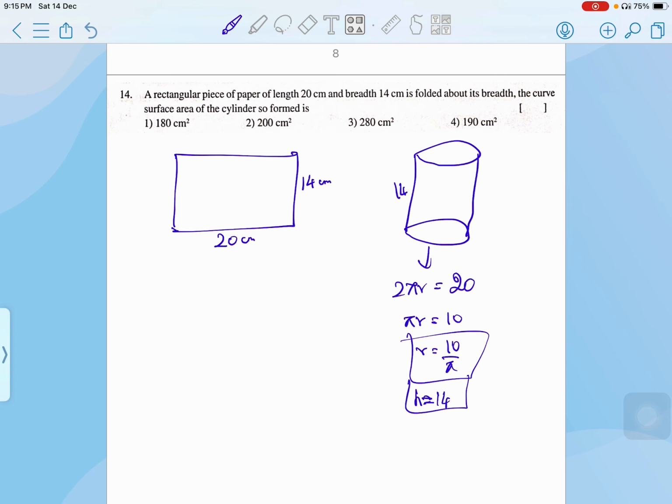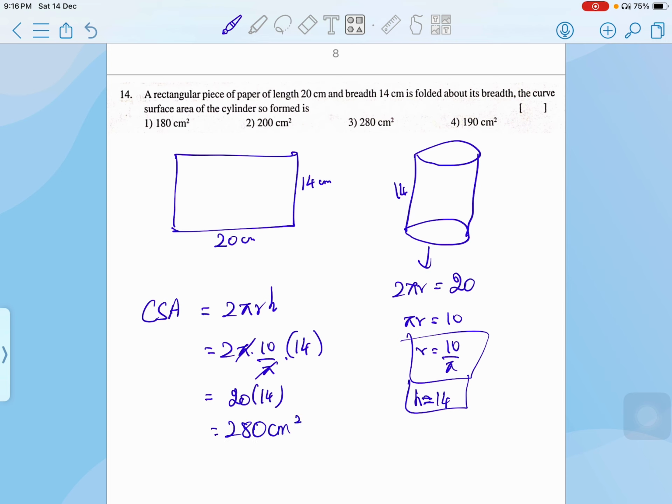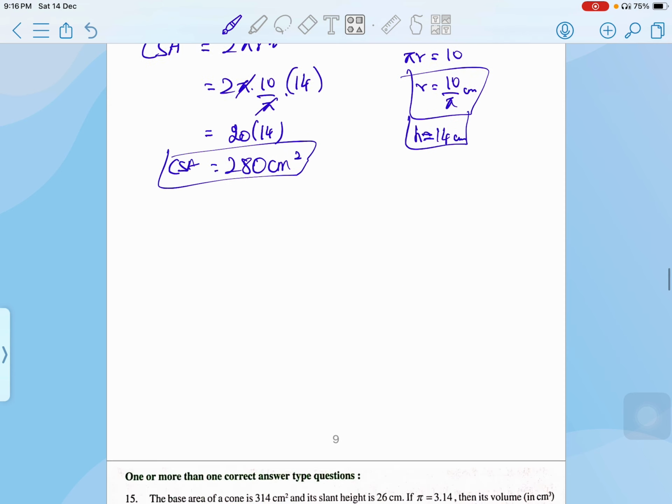Curved surface area of the cylinder formed. CSA of the cylinder is 2 pi r h. 2 into pi into the radius, which is 10 by pi, and the height is 14. Pi and pi cancel. 20 into 14 is nothing but 280 centimeters square. This is also centimeter, this is also centimeter, everything is centimeter. So your curved surface area is 280 centimeters square.